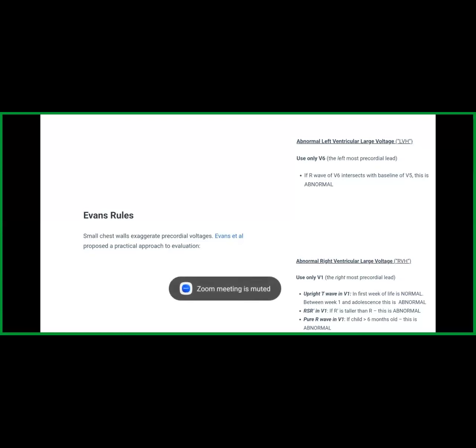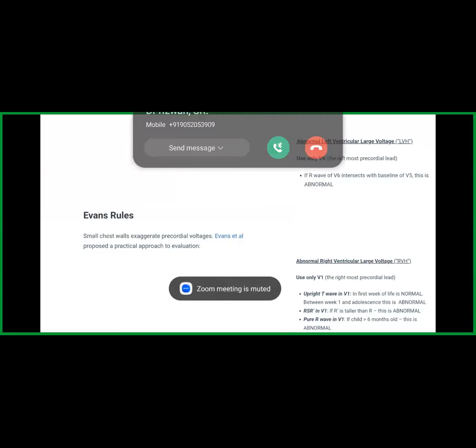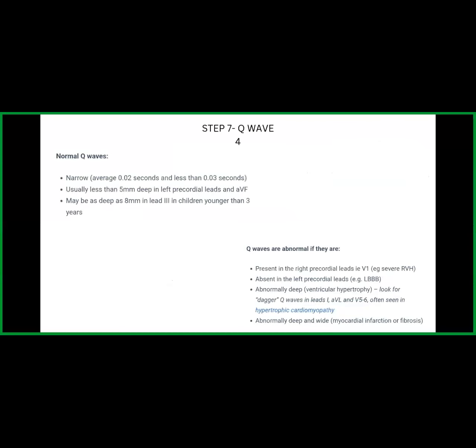Upright T1 and an RS pattern in V1 are abnormal, with a pure R wave in V1. This is abnormal in a child who is more than 6 months old. In step 7, in understanding the ECG, we have to remember the Q wave, which is the first negative deflection in the QRS.